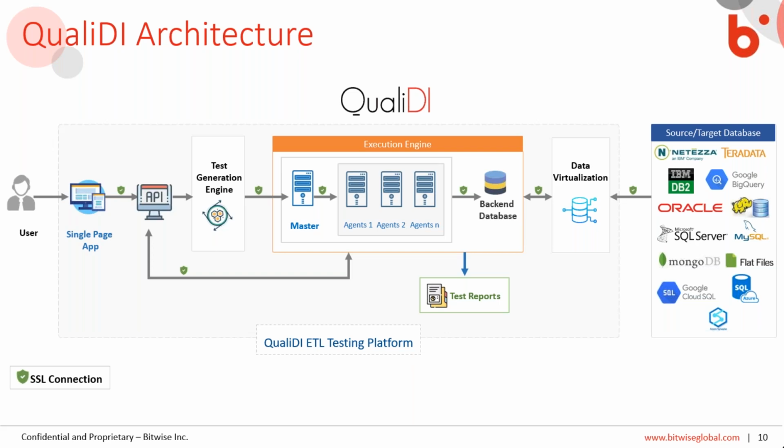The execution engine for test cases works with a master-slave configuration, which is highly scalable and enables concurrent test case execution. The master manages agents as well as provides the user with updates on the task, and handles failback and failures. The agents work in an isolated environment to execute the test cases. With the help of a data virtualization layer, QualiDI can connect to a heterogeneous set of source and target data stores and execute the test cases.